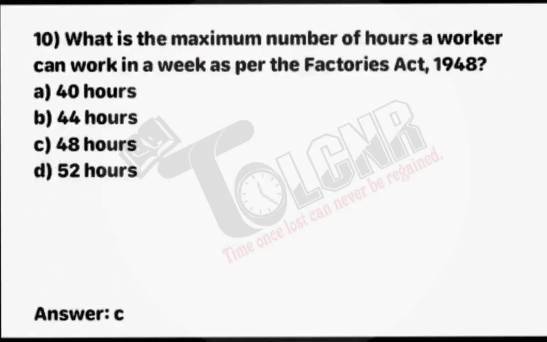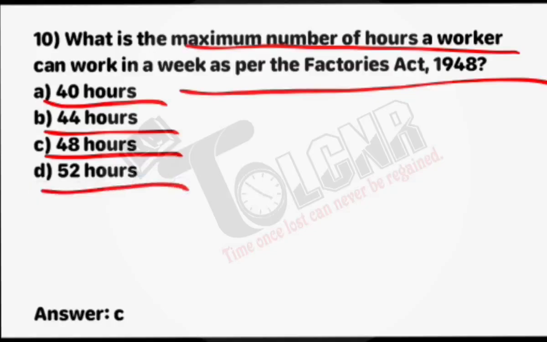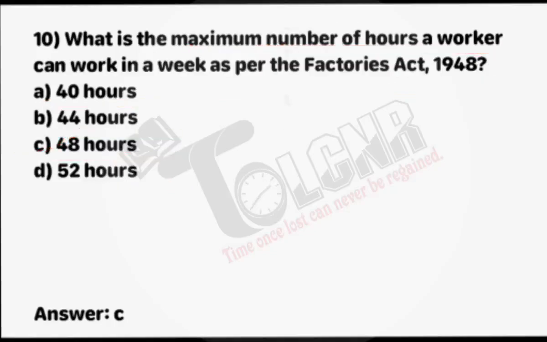Next question, what is the maximum number of hours a worker can work in a week as per the Factories Act 1948? First option 40 hours, B option 44 hours, C option 48 hours, D option 52 hours. Option C is correct, 48 hours is the maximum number of hours workers can work in a week as per the Factories Act 1948, right?